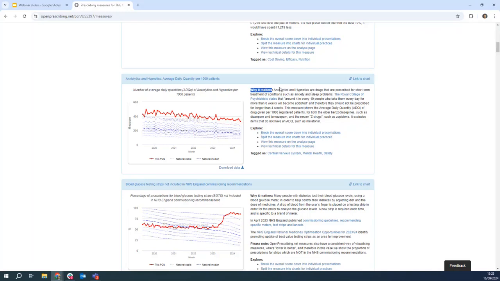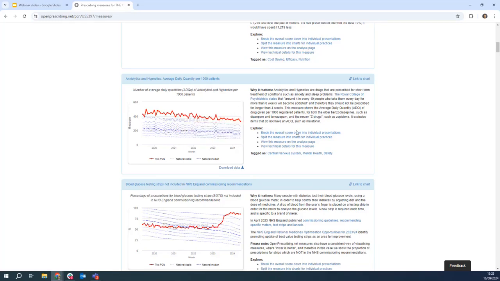So have a read there. Before you get into any more detail, have a read about what the measure is and why it matters. But then we can drill into a bit more detail and get a bit more information out of this. If you look at the chart, we can see there are the 97th percentile, so in the top 3% of the country, the highest 3%. And this is the average daily quantity per 1,000 patients. So there's a little bit of normalizing done here, to account for, say, if your practice is a huge practice, obviously you might do more prescriptions. So we've tried to account for that here.